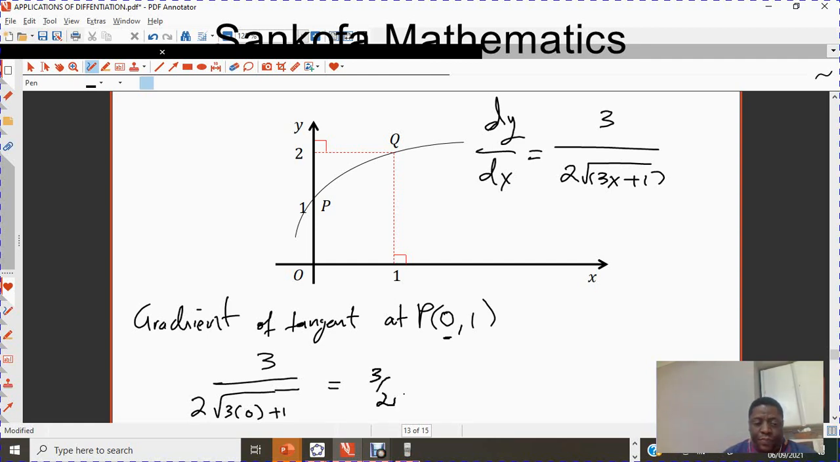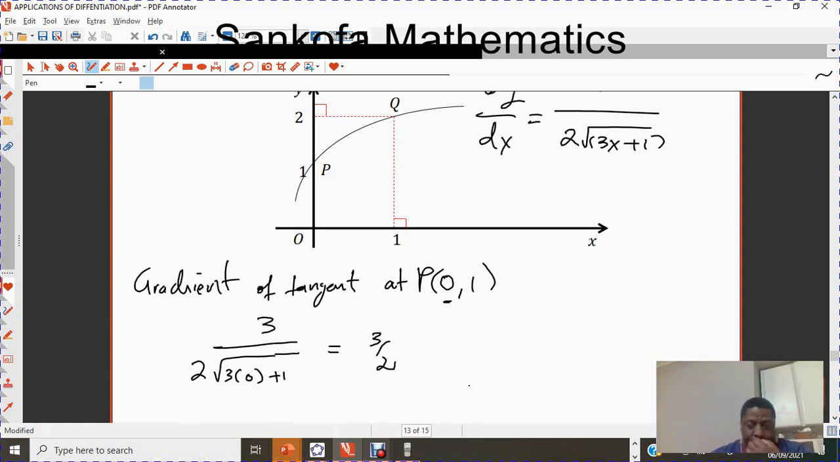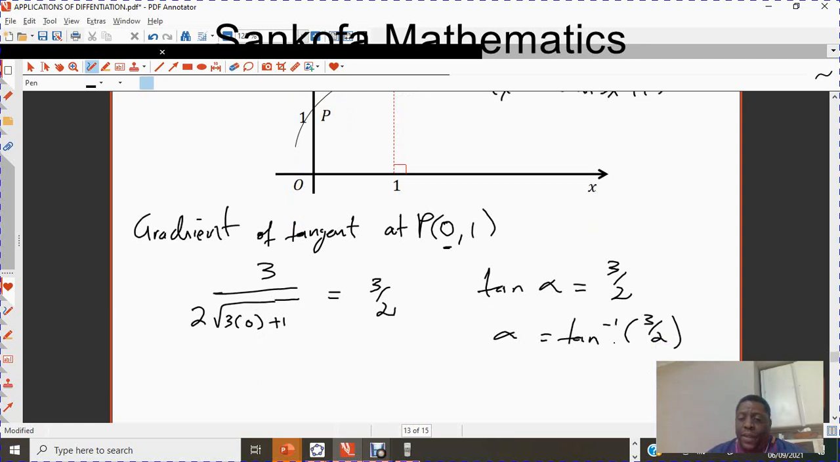Okay, so if that is the gradient, then the tangent's angle, let's just get that correct, the angle will be the inverse tangent of 3 over 2. So what will be the angle that is formed by that?